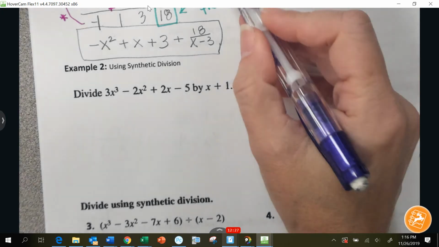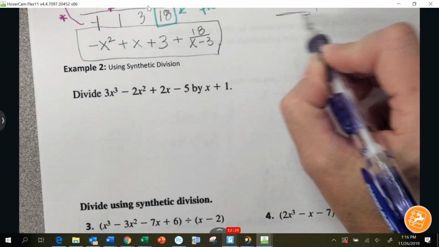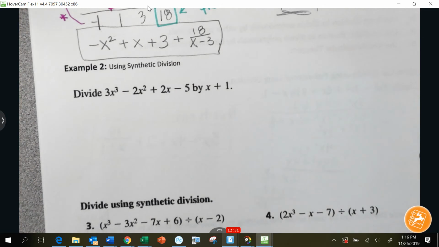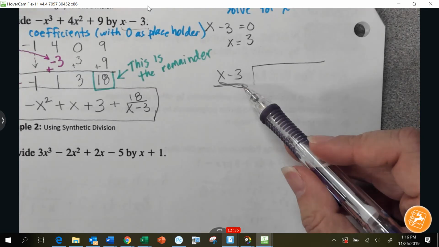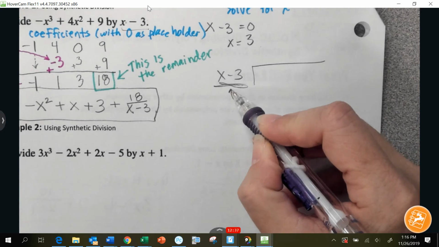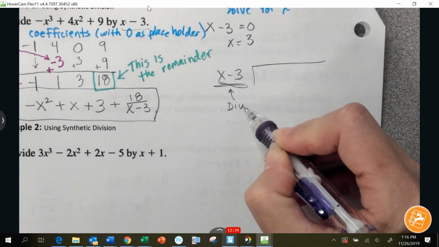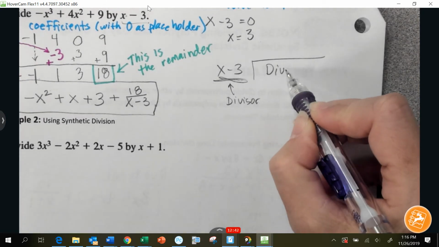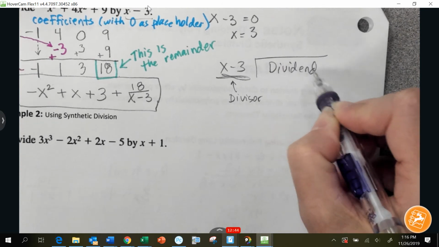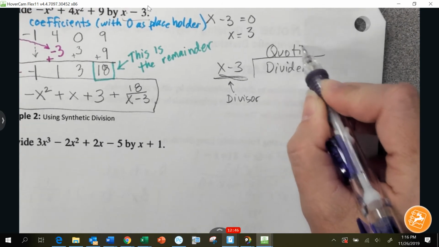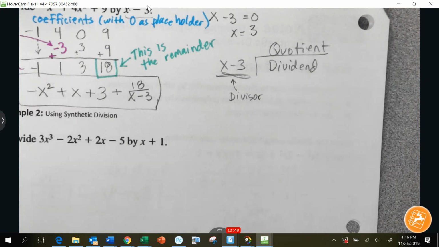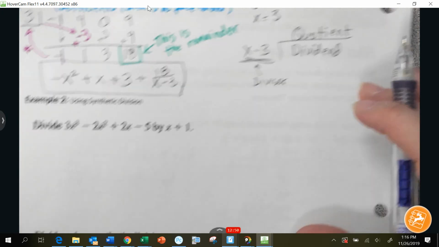What we're dividing by, the outside one, the one that would be right here, this is the divisor. This is the dividend. And this is the quotient. Okay? All right, so let's try the next one.